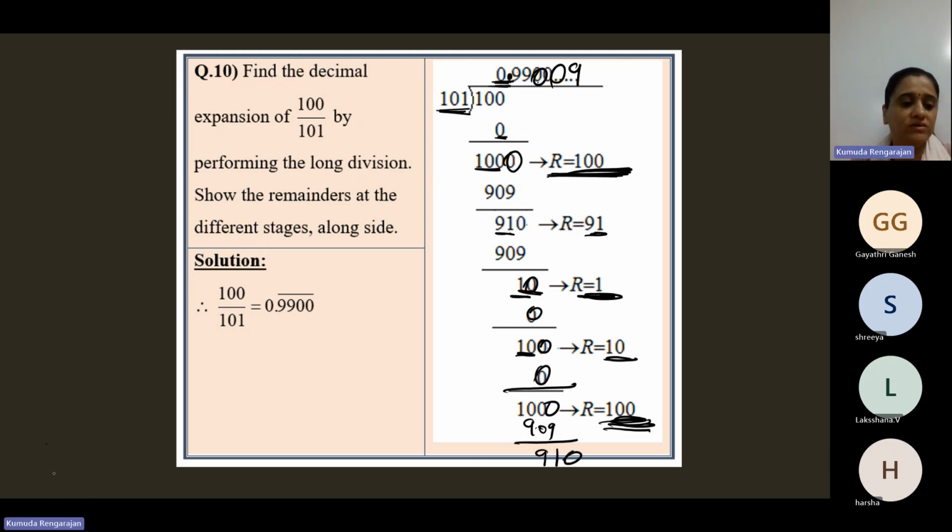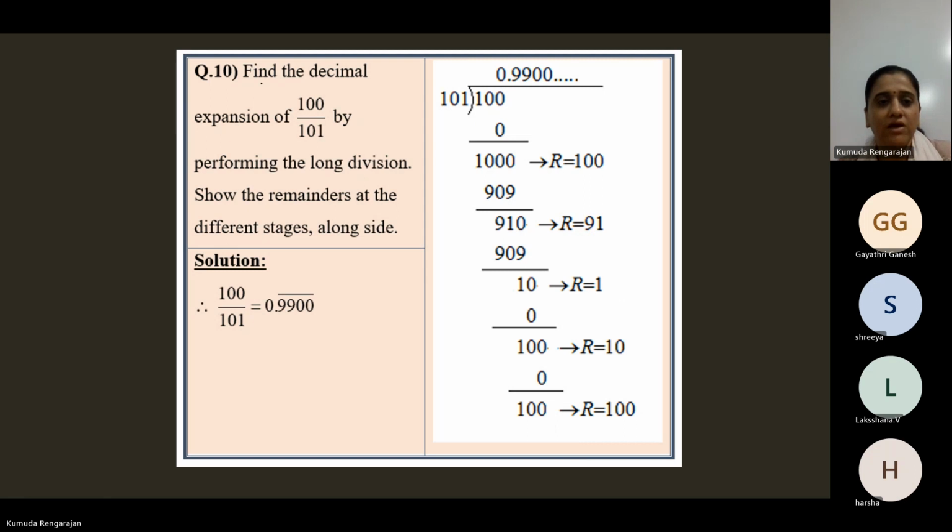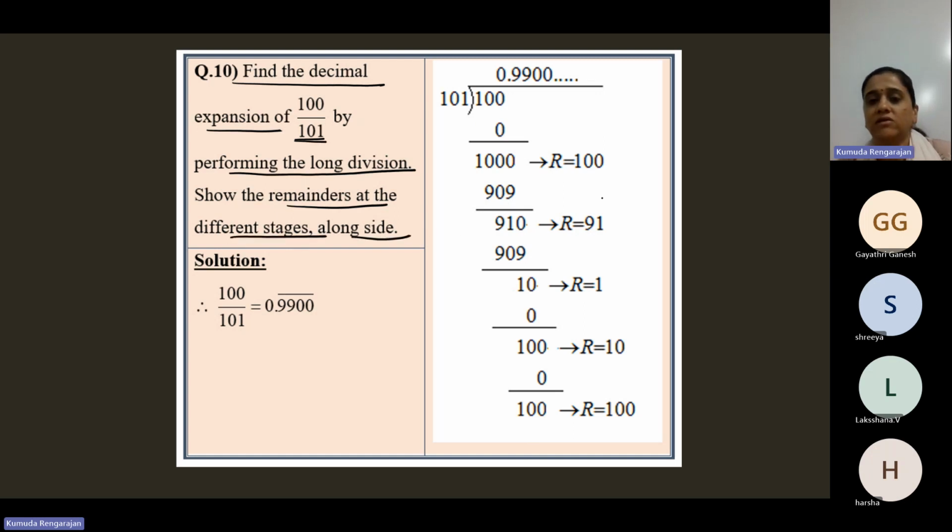So please read the question. It is, find the decimal expansion of 100 by 101 by performing the long division. Show the remainders at different stages alongside. So these are the different remainders. 100, 91, 1, and 10. Again, 100, 91, 1, and 10.